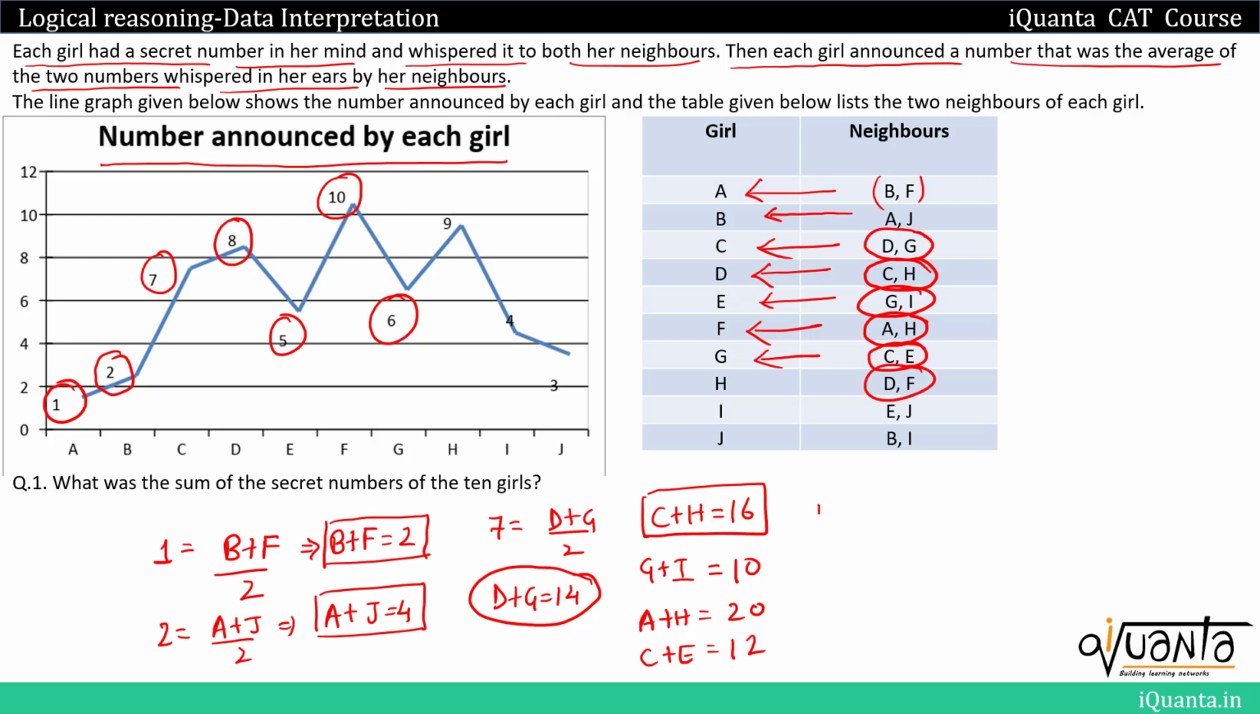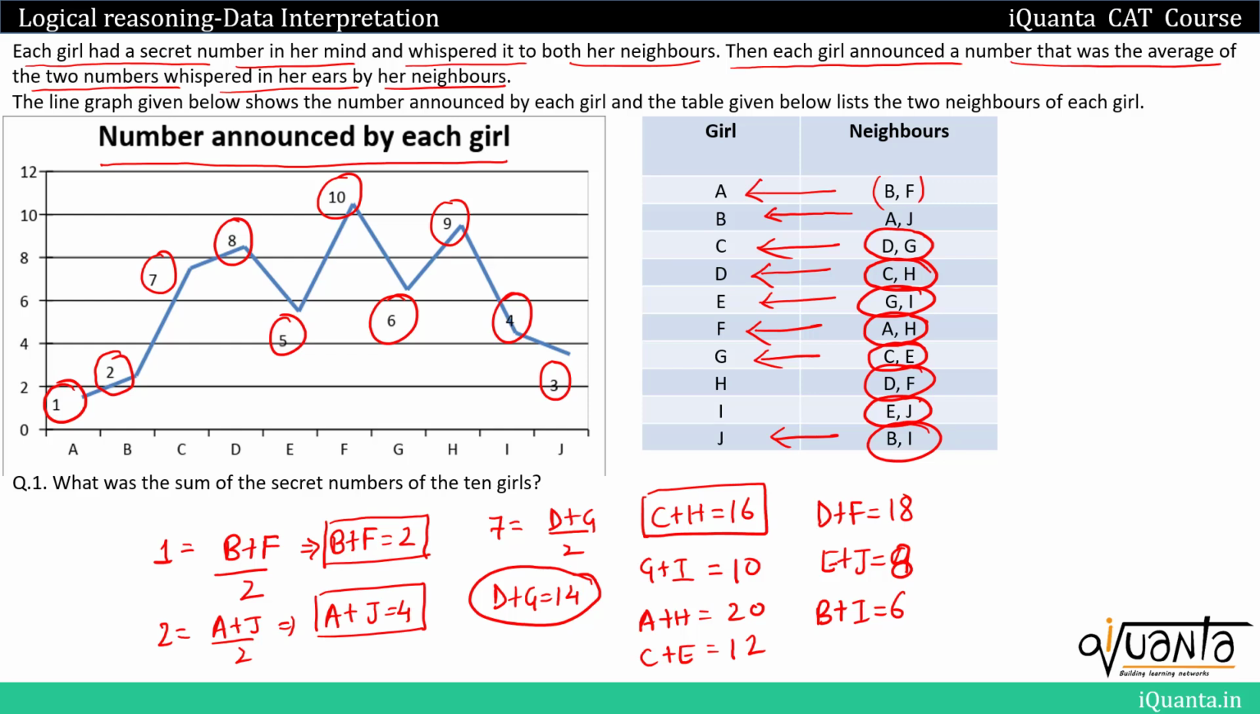Similarly for H, D plus F will be equal to 2 times 9. 2 times 9 is 18. Then for I, E plus J will be equal to 2 times I, which is 4. So E plus J gives me 4 into 2, which gives me 8. At last for J, the number announced by J is 3. So 2 times 3 will be the sum of B plus I. So B plus I will be equal to 2 times 3, that means 6.